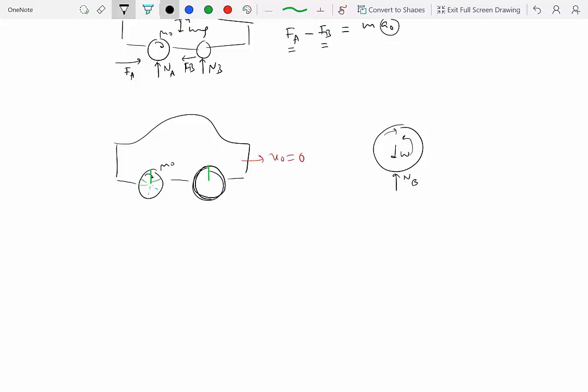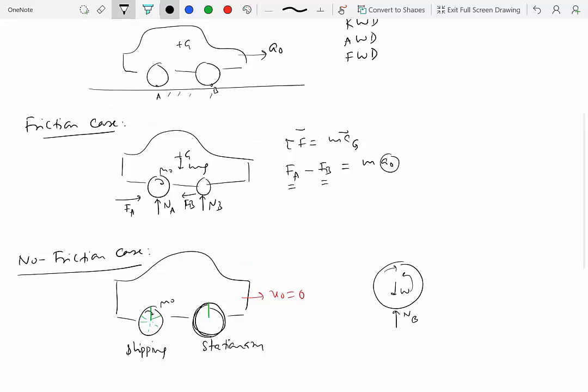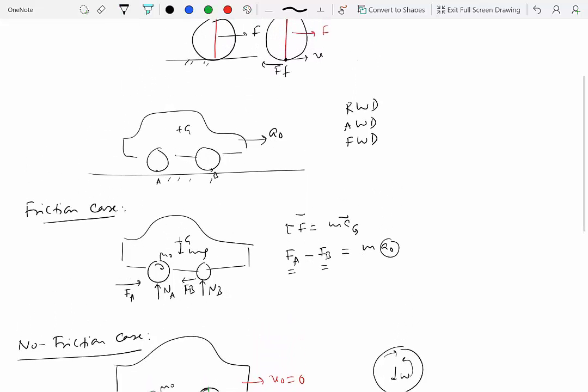So this one is slipping and this one is stationary. So this is the no friction case. Okay, and this one is the friction case. So you do have the friction. All right. Now, how would the things change if, let's say, you have an all-wheel drive car?